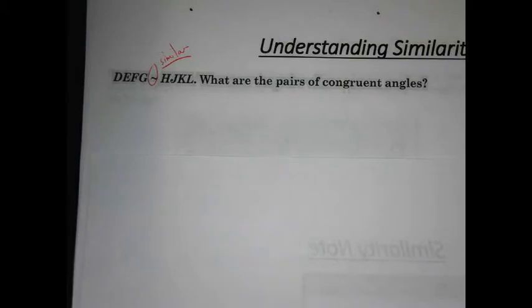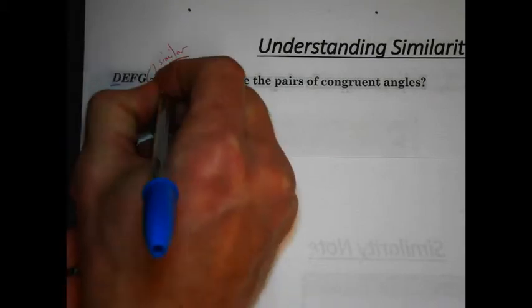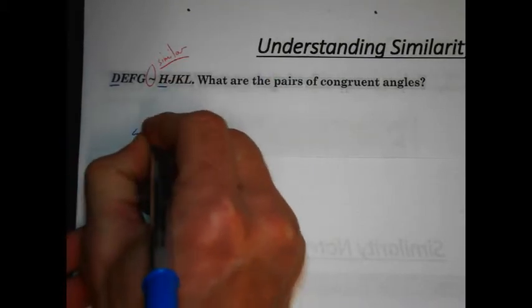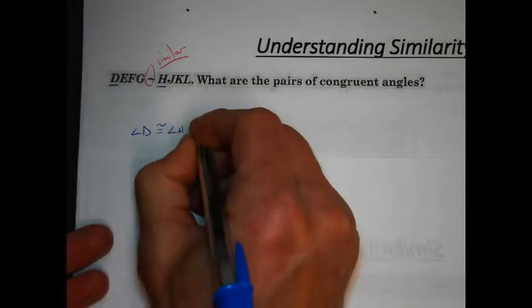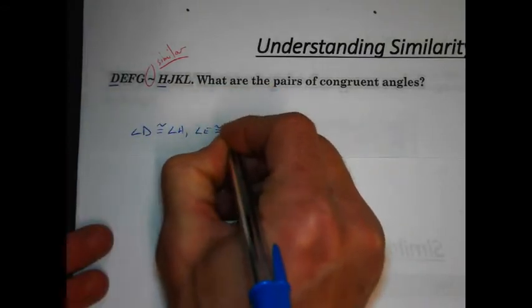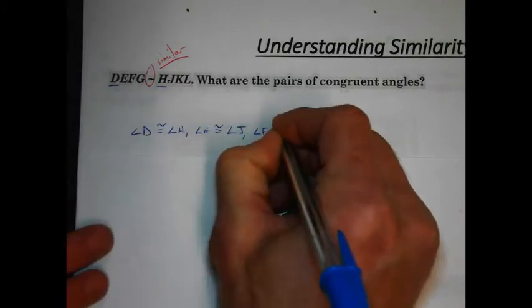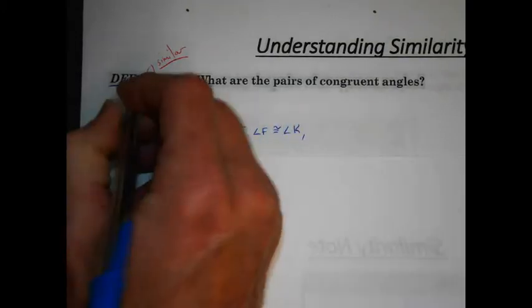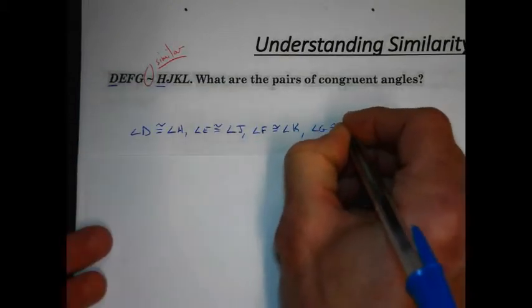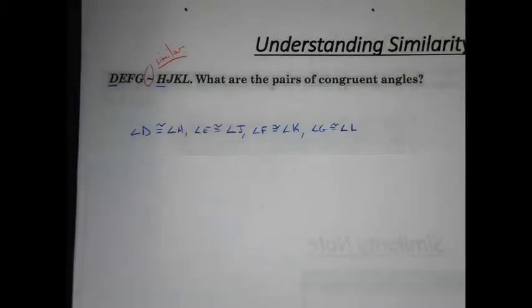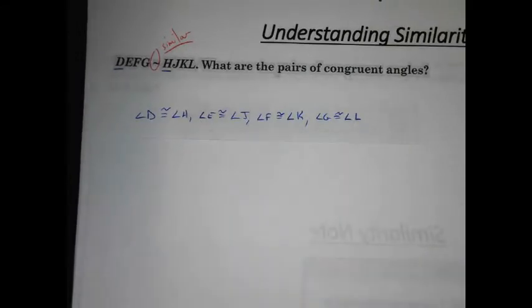What are the pairs of congruent angles? Well, remember how corresponding works. Without even drawing a picture, you can see that angle D would correspond to angle H. So angle D is congruent to angle H. You can see that angle E corresponds to angle J, so they are congruent, and angle F corresponds to angle K, they are congruent, and angle G corresponds to angle L, so they are congruent. Anyhow, that's the pair of congruent angles.